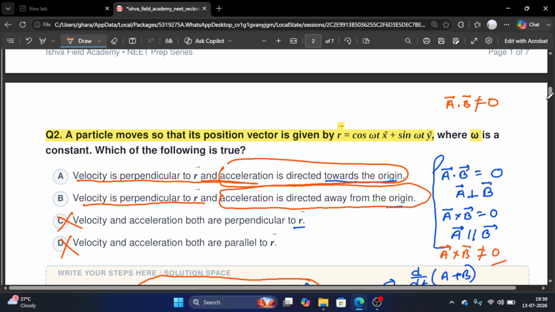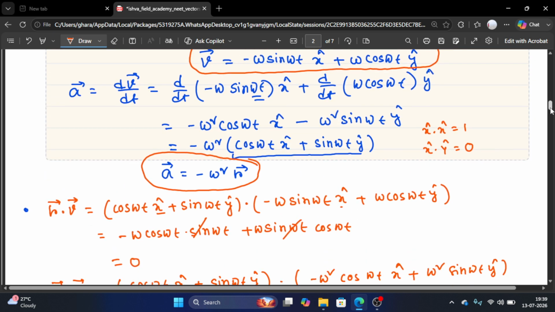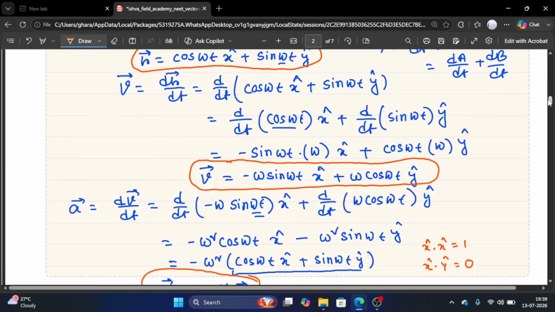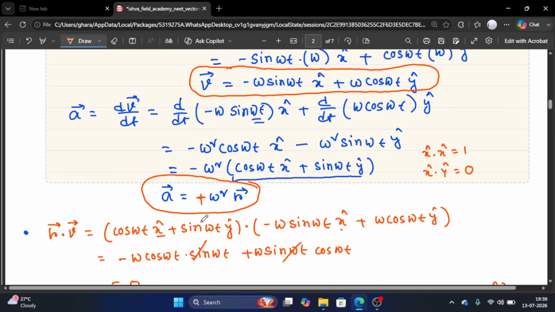So what do we get as the answer in acceleration? In case of acceleration you get a minus sign. If I take a positive sign, then acceleration acts towards the outward. Sorry, suppose if I had a positive sign, then due to the positive sign, acceleration acts towards the outward. But due to the presence of the negative sign, it acts towards the center.